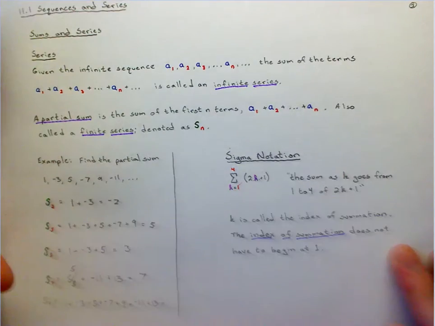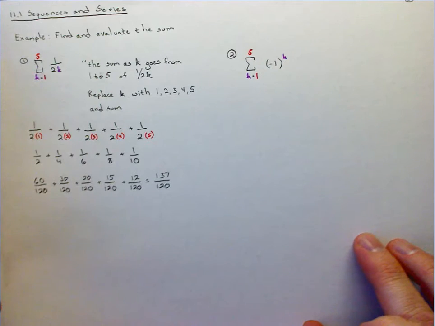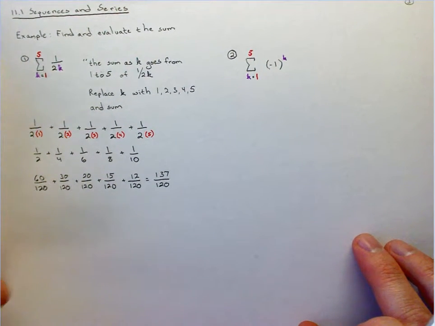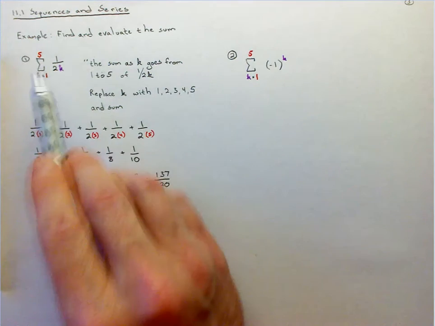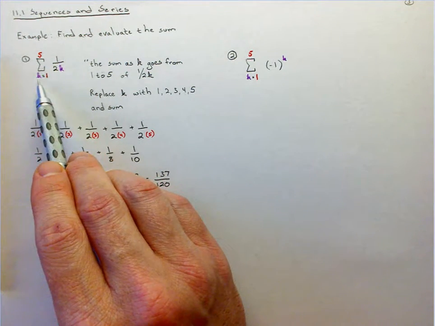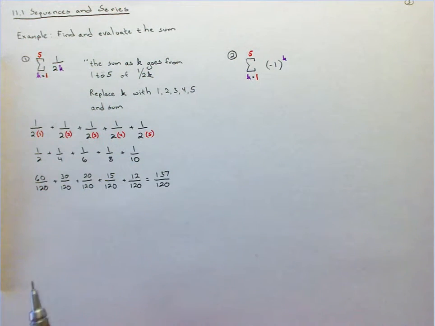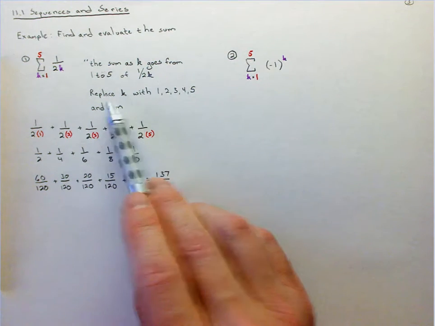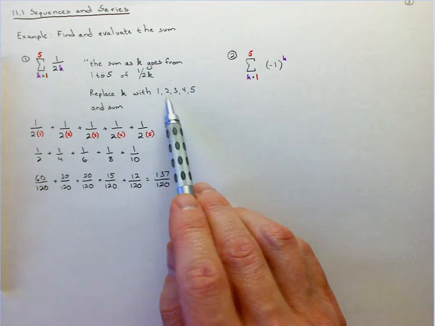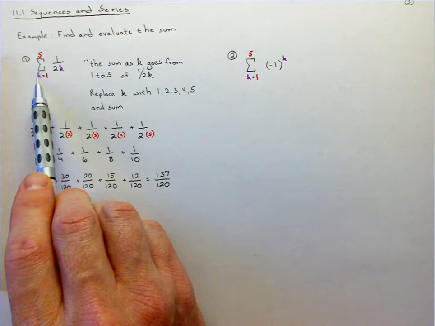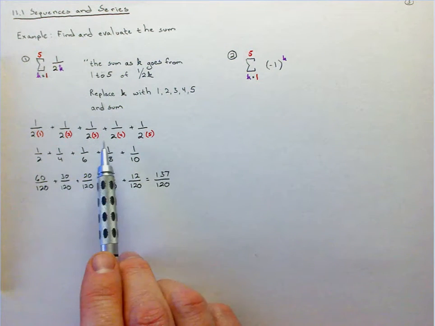So let's look at an example of that. Here we have the example, find and evaluate the sum. I have the sum as k goes from 1 to 5 of 1 over 2k. What I do is replace k with 1, 2, 3, 4, and 5. Where did I get the 1, 2, 3, 4, and 5? K goes from 1 to 5.